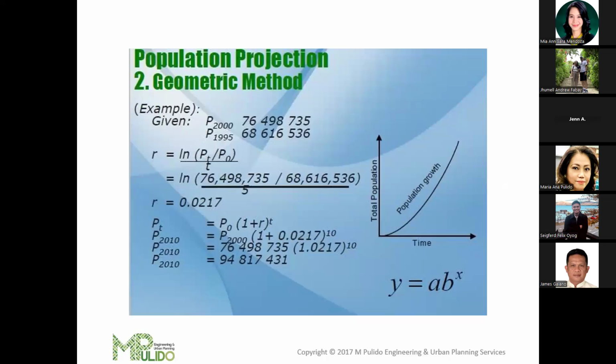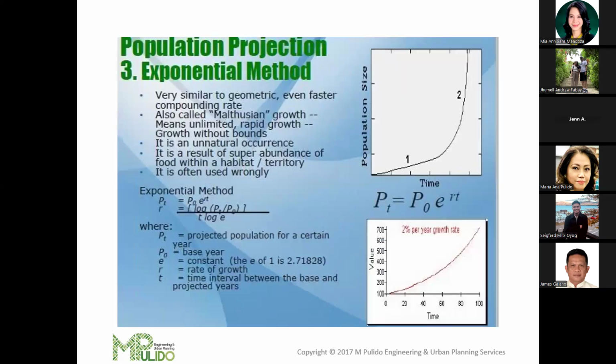So, walang consideration doon. And so, in summary, geometric projections are best used for medium range forecasting where growth is consistent and not constrained by hard capacity limits, which is often the case in early stages of urban expansion. So here, the third one is exponential method.